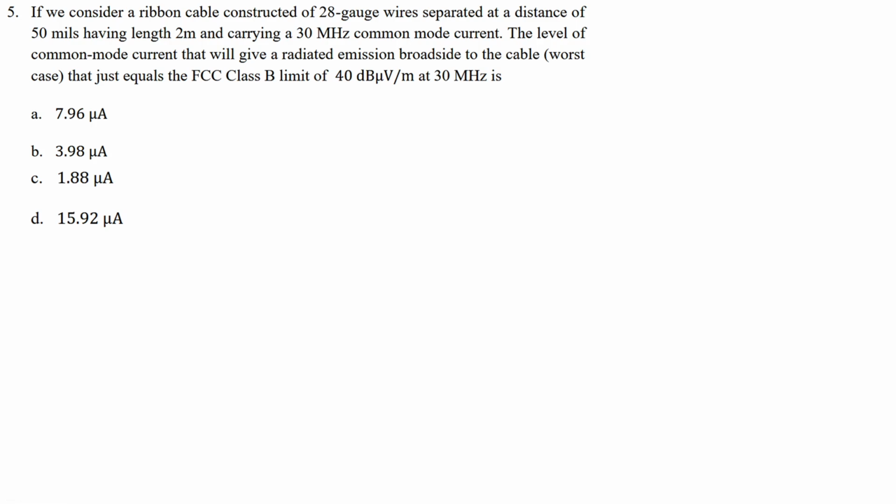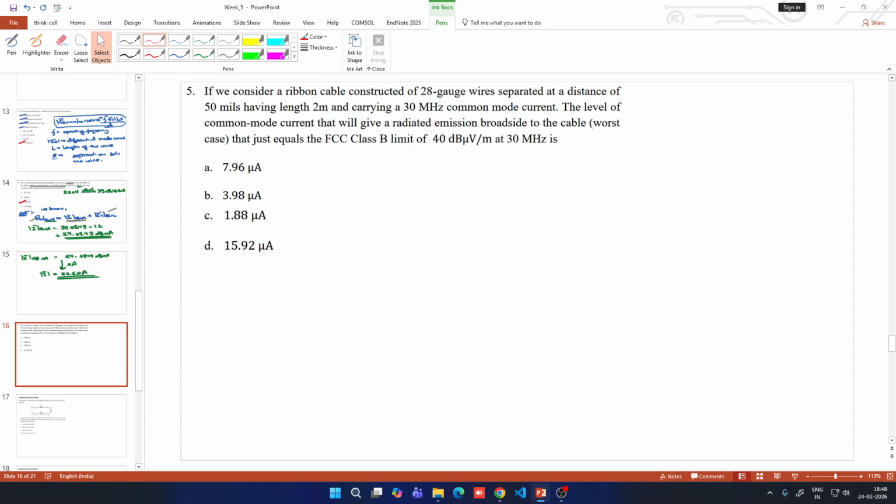If we consider a ribbon cable constructed of 28 gauge wires separated at a distance of 50 mils. So I think everyone has gone through the lectures. These are some standard units which are not scientific units, but are the units being used in the industry. So gauge is a unit of the diameter of the cable, and 50 mils is the separation distance between the two cables.